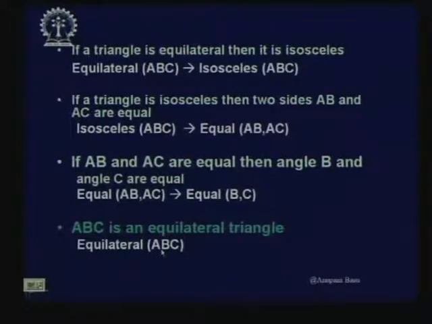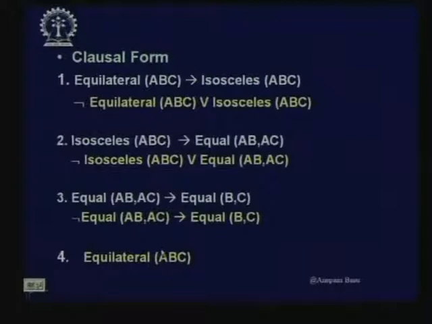Now, what is the next step? We have to convert them to clausal form. Now, we had equilateral ABC implies isosceles ABC. Converted to clause, it becomes not equilateral ABC or isosceles ABC. Isosceles ABC implies equal AB AC translates to not isosceles ABC or equal AB AC.